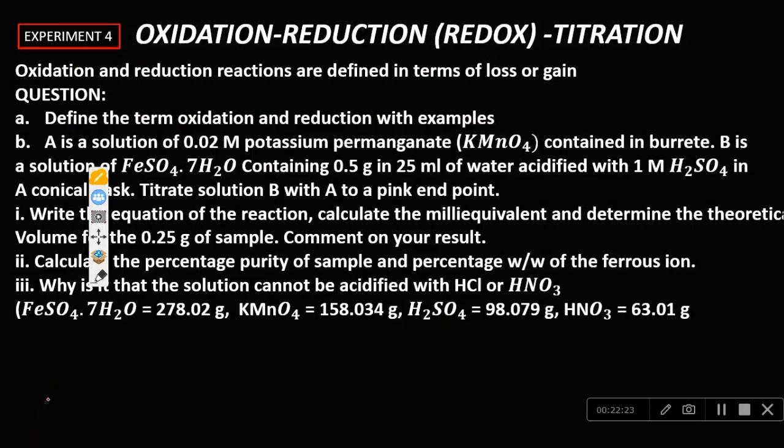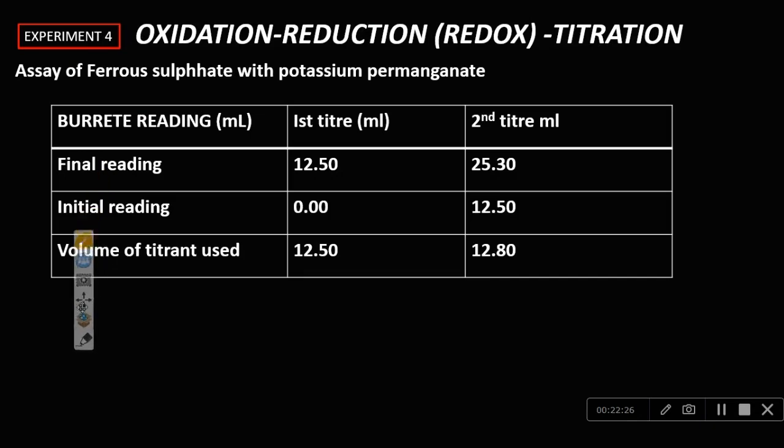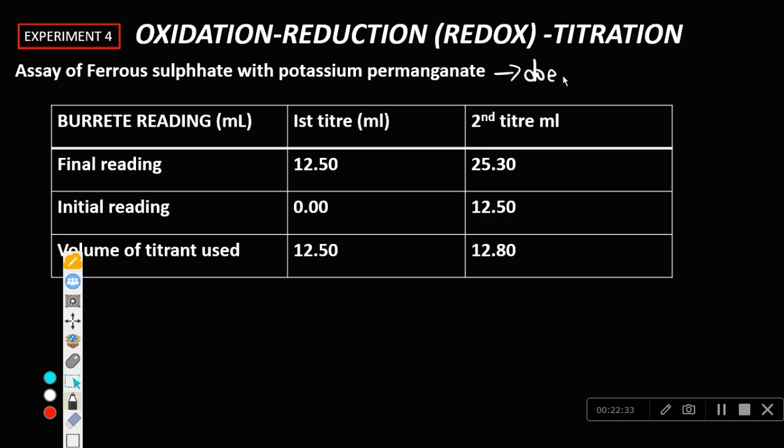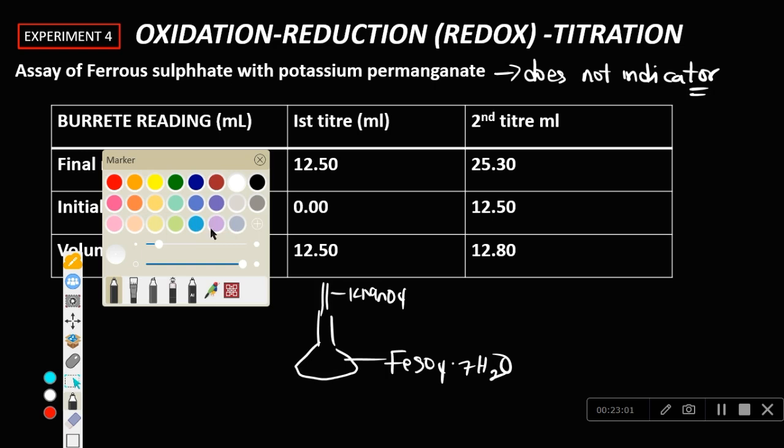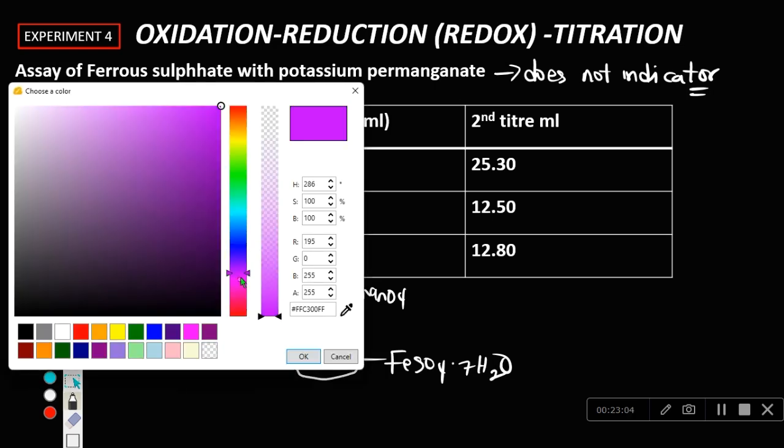Our table of values here, the titration table, you have KMnO4 is this. Now, this titration does not need indicator. Why? Because KMnO4 is purple. Are you getting it? KMnO4 is purple. So, listen. Let's say this is KMnO4 here, it is purple color. What you have here is the iron sulfate heptahydrate. Now, as you put KMnO4, let me look for a purple color. This purple, something like this, okay?